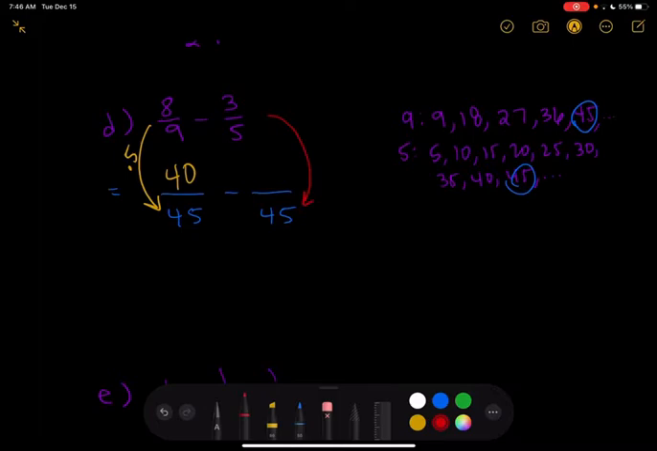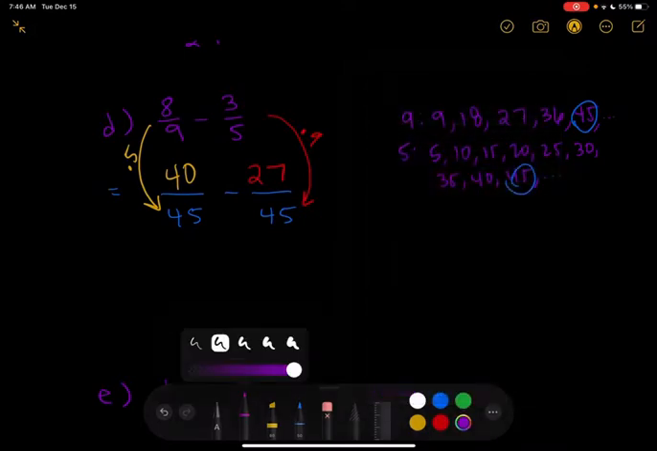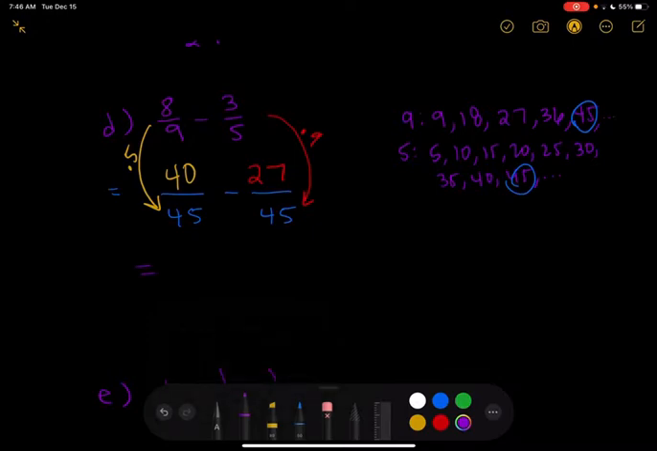Now I have this 5 on the bottom. What do I have to multiply 5 by to get up to that 45? Multiply it by 9. Okay, blow up the top the same amount. 3 times 9 is 27. So now we have those common denominators, so we can subtract. 40 minus 27 equals 13 over our common denominator of 45. All right, we're all done with that one.